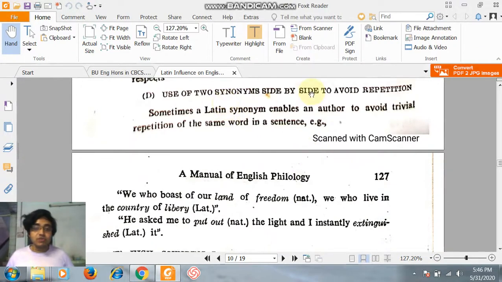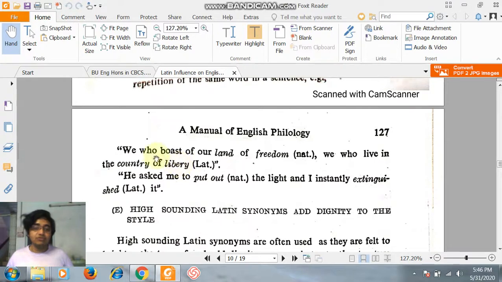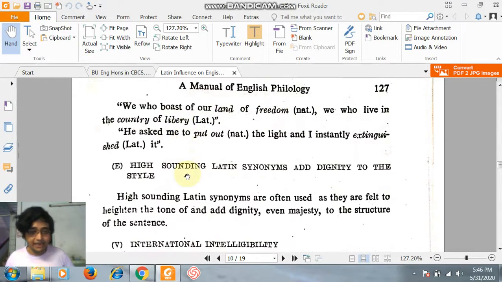So, use of the two synonyms side by side to avoid repetition. For example, we who boast of a land of freedom, we who live in the country of liberty. So freedom and liberty, liberty is a Latin word. He asked me to put out the light and I instantly extinguished it. Repetition ke bondho korar jonno. Putting out and extinguished, ei dutor mane eki. Ekdike putting out use korche, ekdike extinguish korche. It's a Latin word jate repetition ta na hoy.